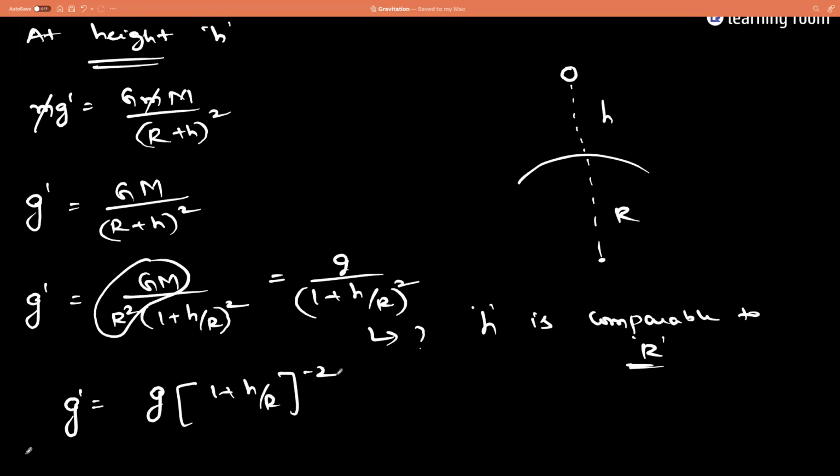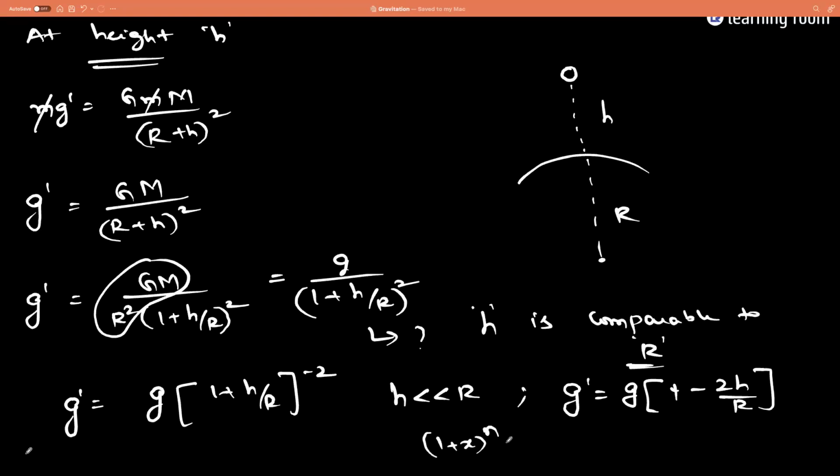Yes, sir. So if h is very much less than R, then what will the value of g dash be equal to? 1 minus 2h by R. Oh, g into 1 minus 2h by R. Why did we get this, or how did we get this? Binomial theorem. 1 plus x the whole power n is equal to 1 plus nx if mod x is very much less than 1.